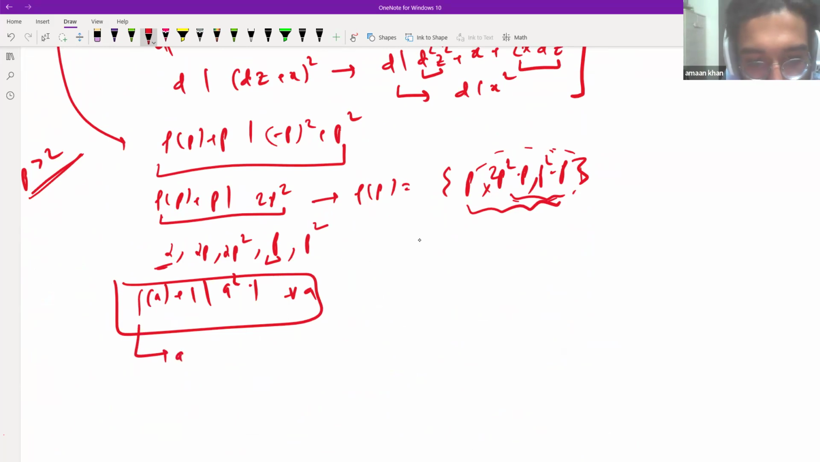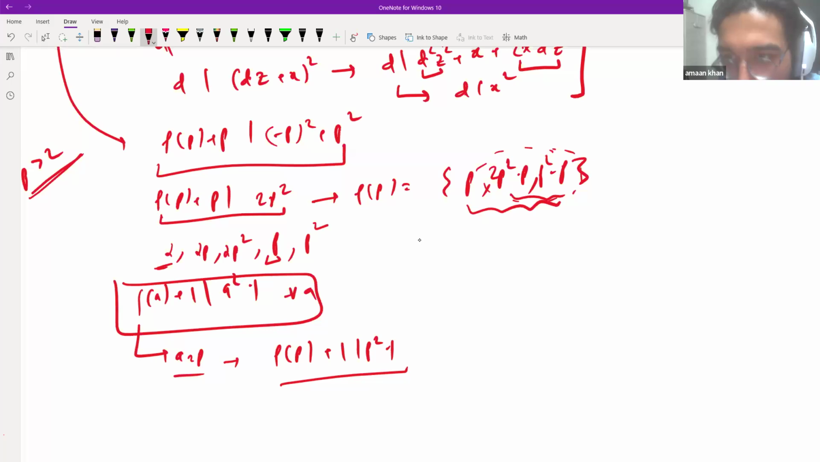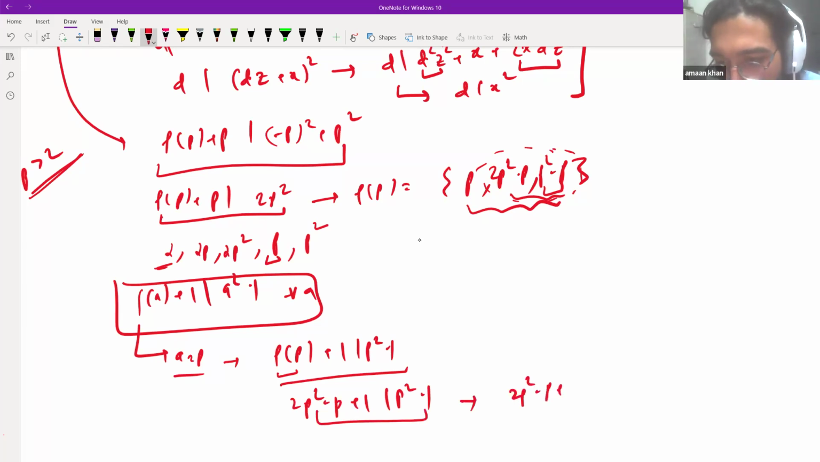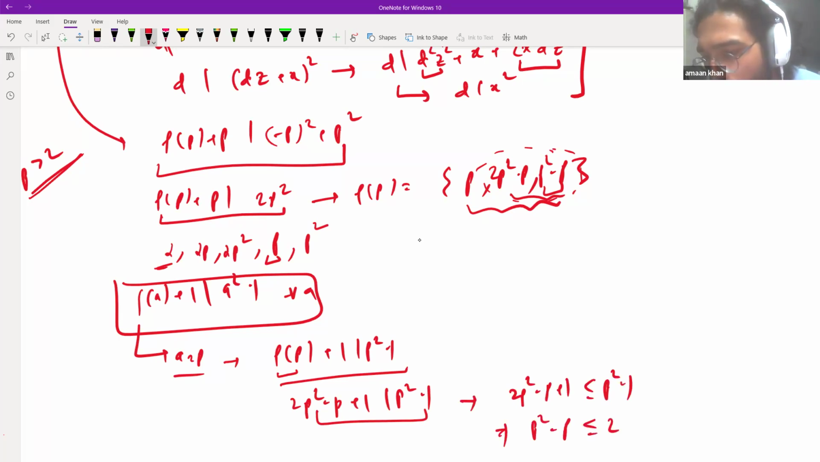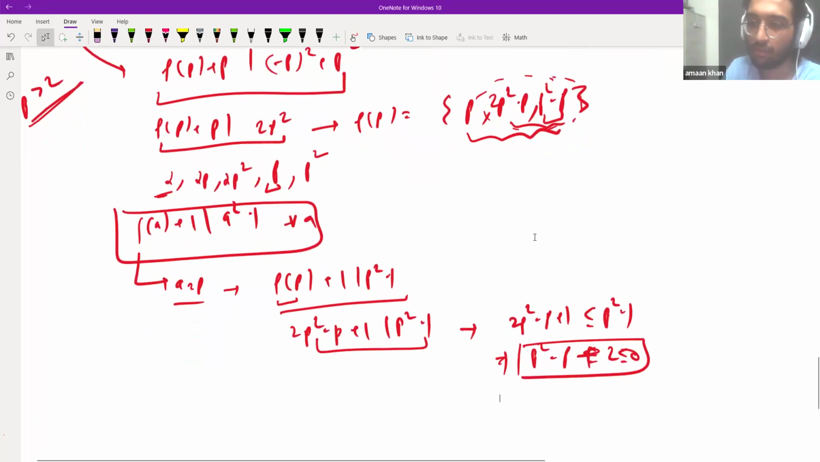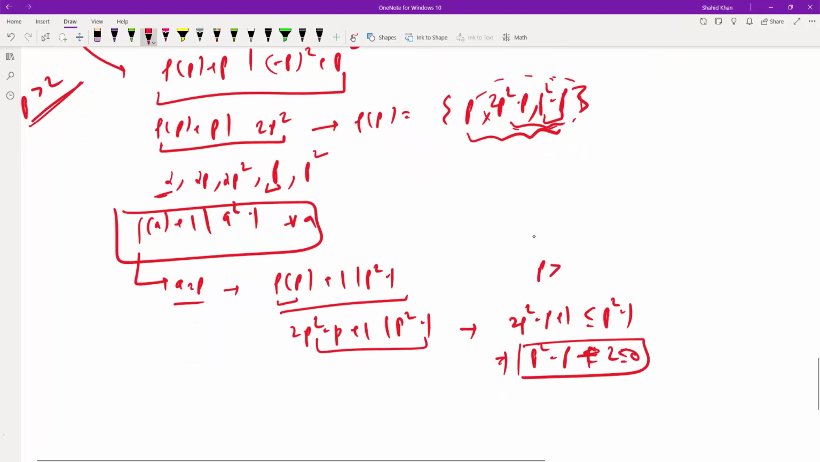Like if you put a equal to p here, you get f of p plus 1 divides p square minus 1. And it can't be both of these, I think. If you have it as 2p square minus p plus 1 divides p square minus 1, then by bounding you have 2p square minus p plus 1 must be less than or equal to p square minus 1, which means p square minus p plus 2 must be less than or equal to 0. I think this is false. Yeah, for larger p, this is false, like for p greater than 2.